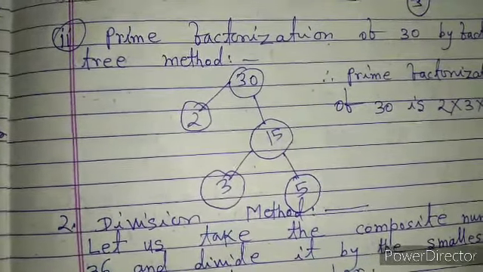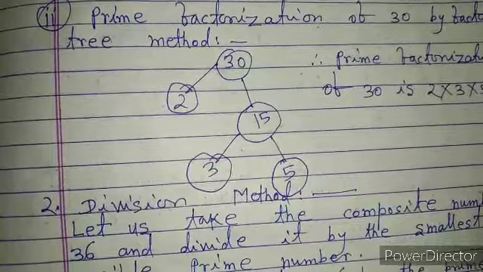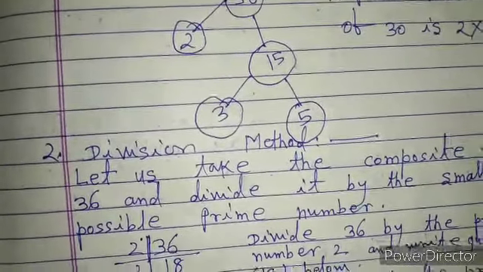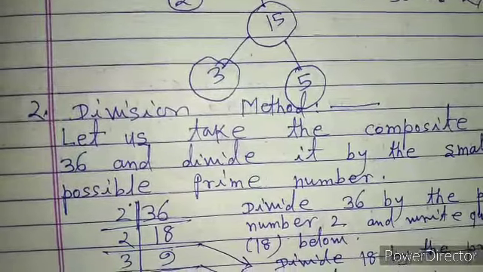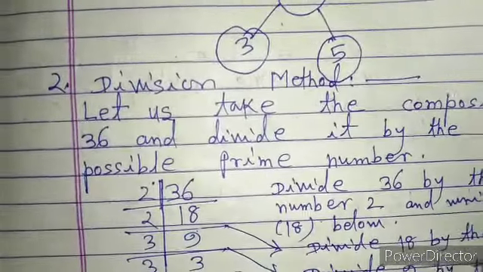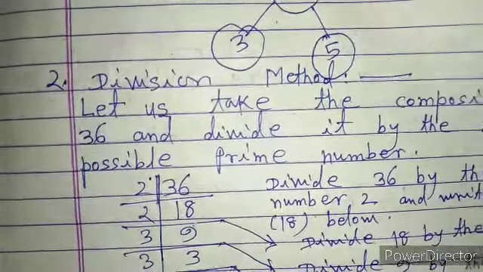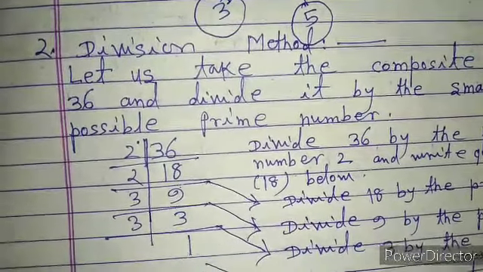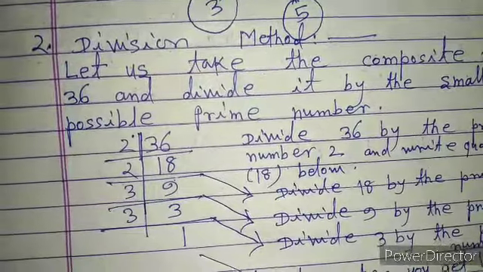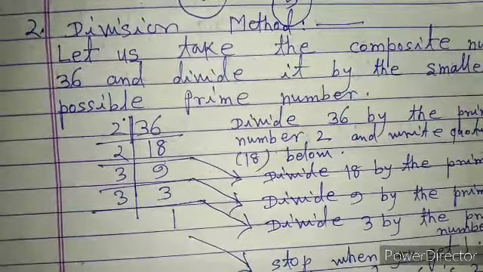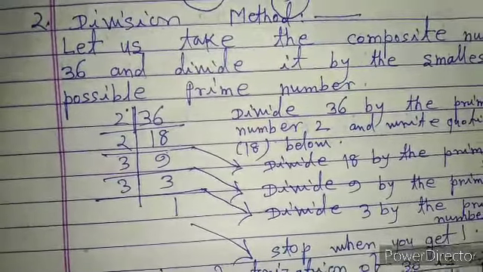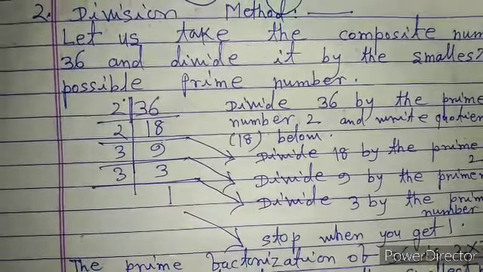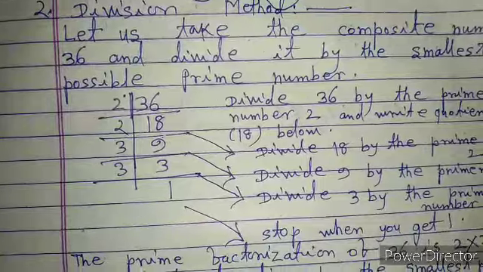The other method of prime factorization is the division method. In the division method, we simply divide the given number by only prime numbers. Here we do not use any composite number. Let us take the composite number 36 and divide it by the smallest possible prime number, 2. When 36 is divided by 2, we get 18 as quotient.